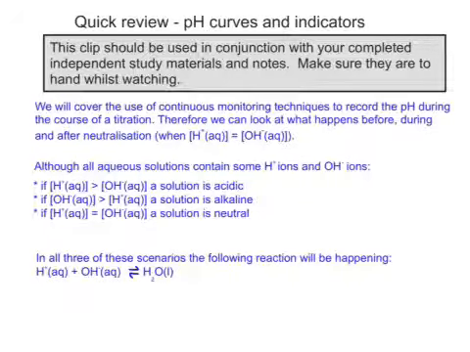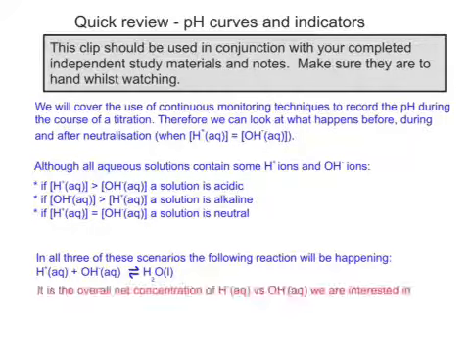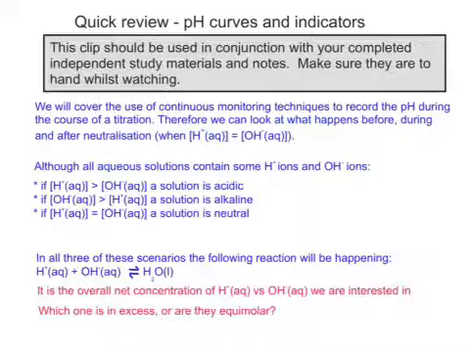So in all three of the situations described, you will be getting H+ and OH- reacting to make water. But it's the overall net concentration of either H+ versus OH- that we're interested in, as in which one is in excess. And this change in the relative ratios of them is what a pH curve hopes to show in graphical form. So let's have a look at what a pH curve actually looks like.